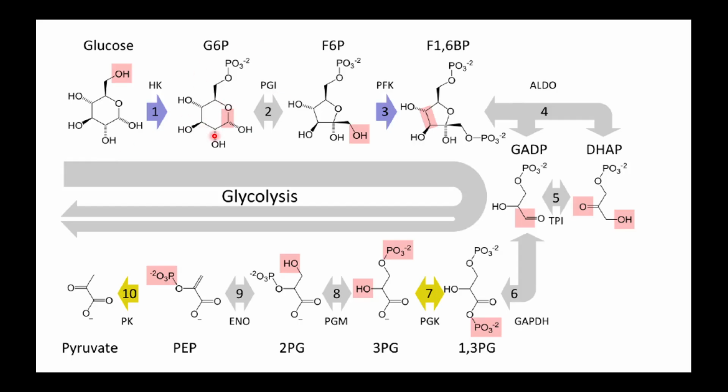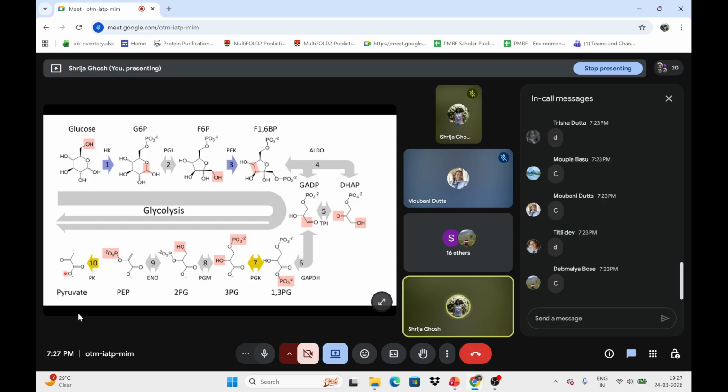So there are 10 steps. You can count the number of intermediates. 1 glucose 6 phosphate, then fructose 6 phosphate is 2, fructose 1,6 bisphosphate is 3, GADP is 4, DHAP is 5, 1,3-PG is 6, 3-PG is 7, 2-PG is 8, PEP is 9, and pyruvate is 10. So all of you who are answering option C 9, I hope this is clear to you.